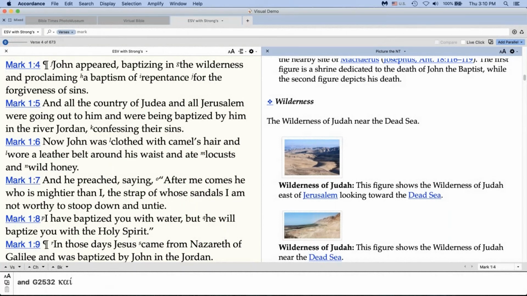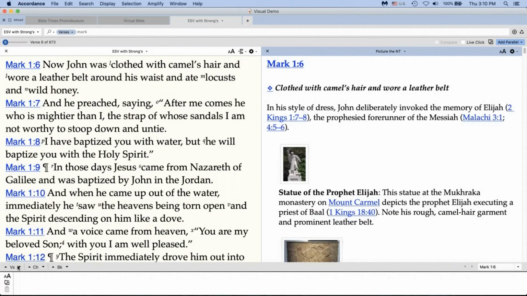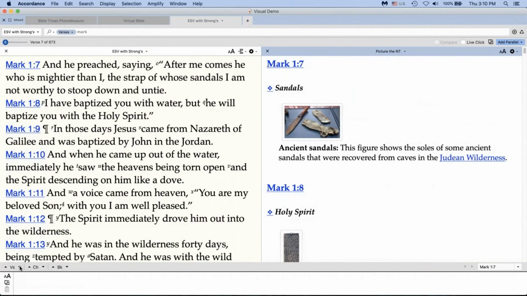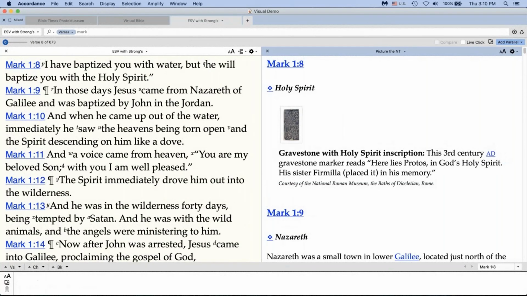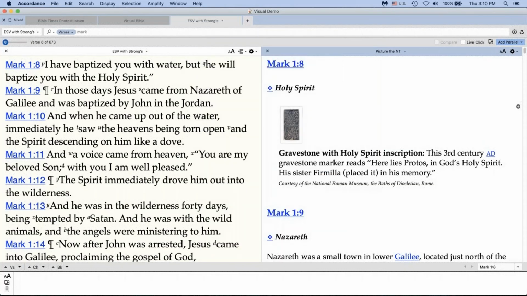Okay, and so we could just keep going down, and you see how there's Judea, there's clothes with camel hair, and there's sandals. There's some ancient sandals from the caves of Judea where he talks about the strap of whose sandals I'm not worthy. So you get the idea. We even tried to illustrate Holy Spirit here. This is an early inscription from Rome where it actually mentions the Holy Spirit, and this is an inscription on a gravestone from Rome, from very early believers in Rome.